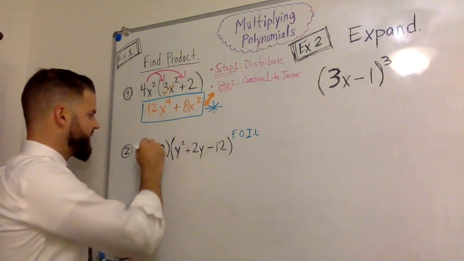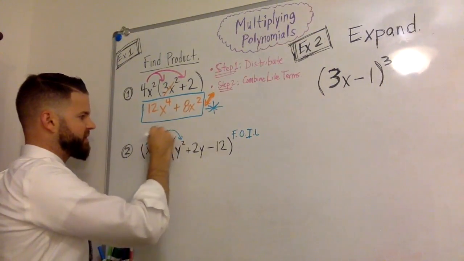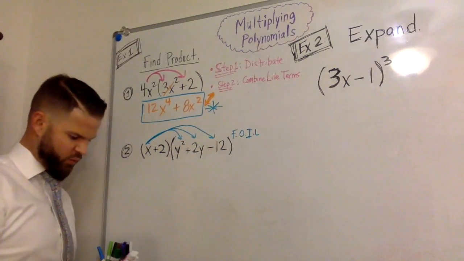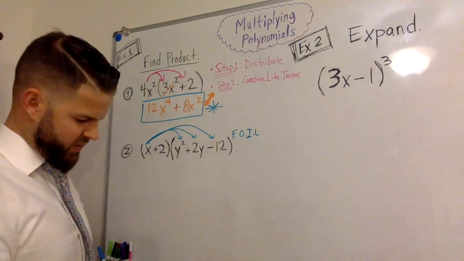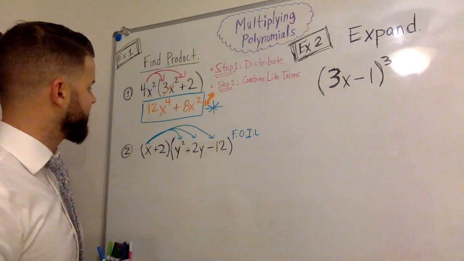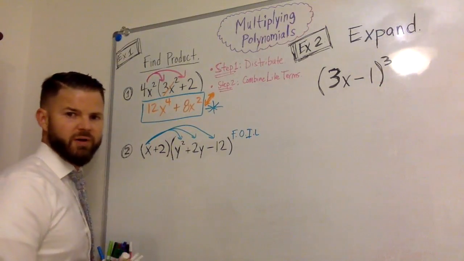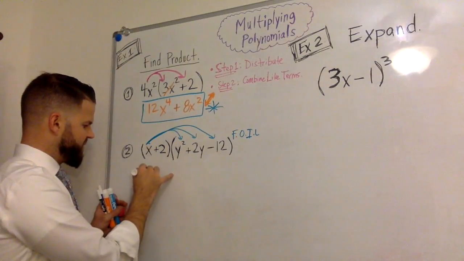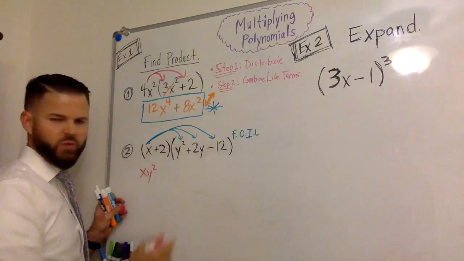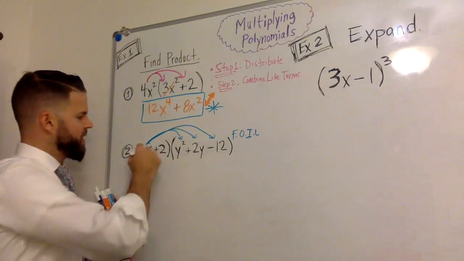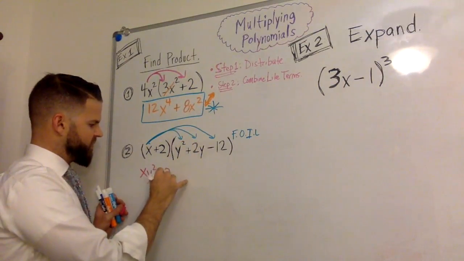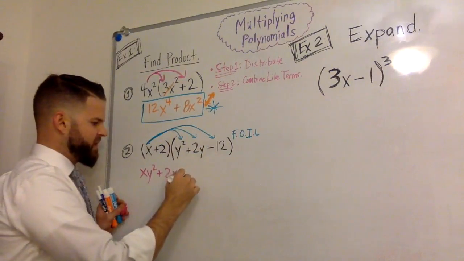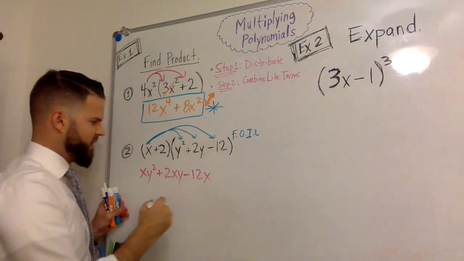So what I got to do is I got to send these guys in here. It's the same thing. It's like foiling, but it's on steroids. It's a little bit bigger. It's got one more term. All right, so we do this. Stay with me. I know it's pretty exciting. You guys get stoked about this. Here we have x times y squared simply gives me an xy squared. Here we got x times 2y gives me a 2xy. X times negative 12 gives me a negative 12x.